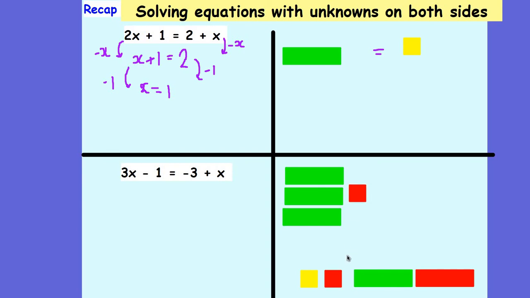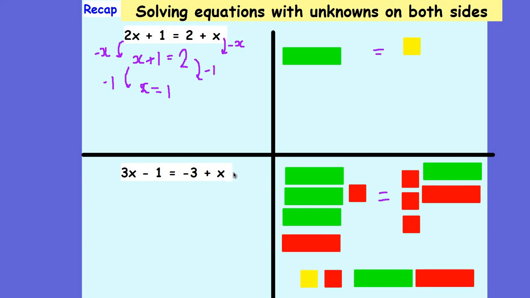For my next example, I've got to start with 3 x's, so 3 green rectangles. Subtract 1, a red square, is equal to -3, 3 red squares, plus x, a green rectangle. Again, I want to remove the x from the side where there are less of them. There's only 1 x on this side and there's 3 on the other. I want to remove this green rectangle. And to do that, I'm going to add a red one. A red one is worth -x, so what I've done is I've subtracted x from both sides.